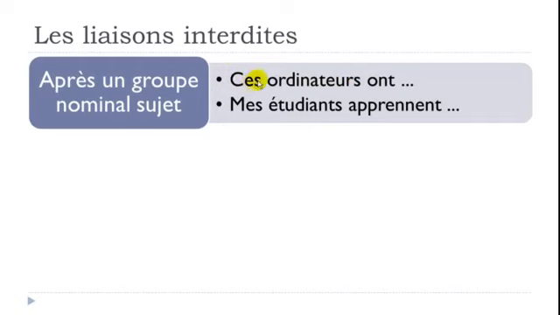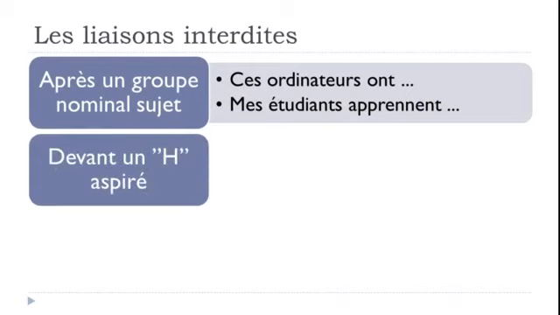So in that case, ces ordinateurs, you don't make the liaison between this word and the verb that comes after. Ces ordinateurs ont, and the sentence continues. Same thing here. Mes étudiants apprennent, and the sentence continues. So the concept is quite strict. Remember, you've got your subject, a group of words, and after that you won't make the liaison with the verb.